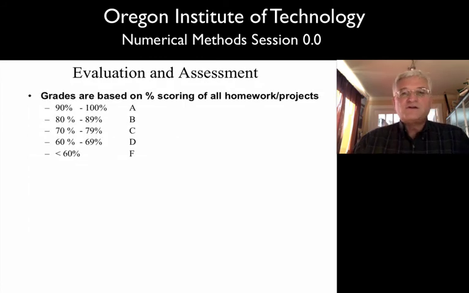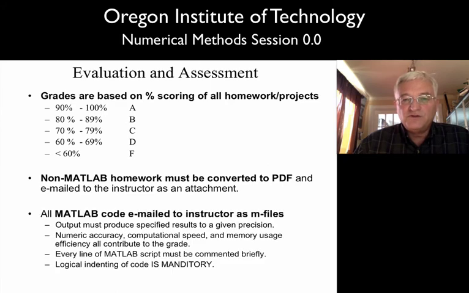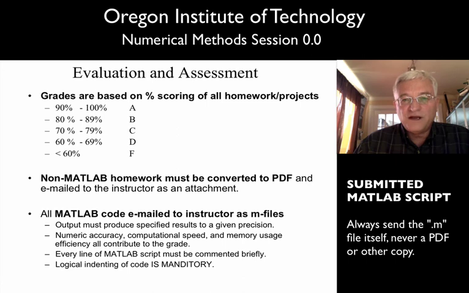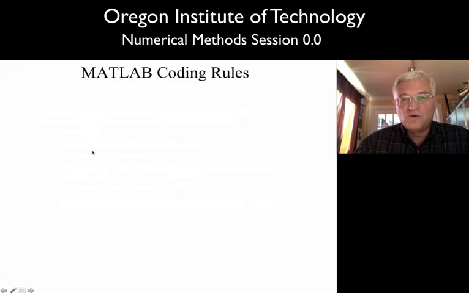As far as grades are concerned, I stick with the OIT standard, which you can see on the screen. There is no grading on a curve, it's all fixed. So if you get in that range, that's the grade that you will get. Again, the non-MATLAB homework must be converted to PDF and then emailed to me, as well as the MATLAB code, because I will be running them and you will be graded heavily on key variables that are in the code. As far as acquiring MATLAB, you can get it from MathWorks. There's the link as we go through the course.